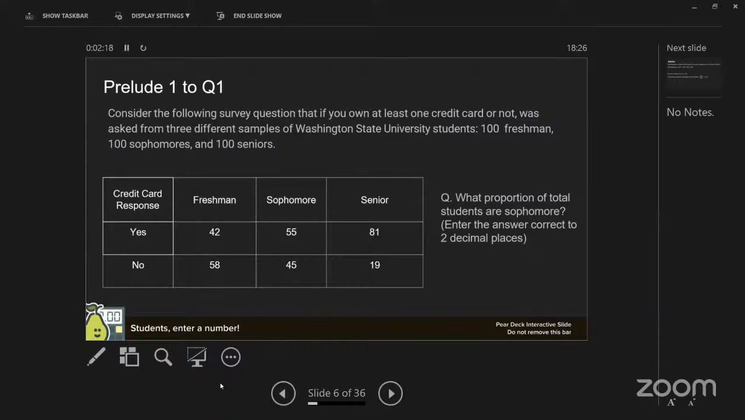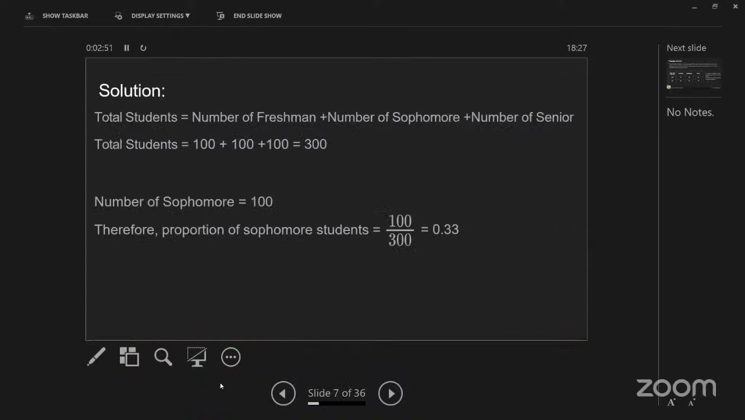Is the answer 33.33 something? Yes, sir, 33.3. Okay, sir, there is no need to discuss this question. You want to discuss? What about the basic, total students who are sophomores? Anyone who needs to discuss this, just speak up right now, or I'll skip it. No one. So the answer is 0.33.